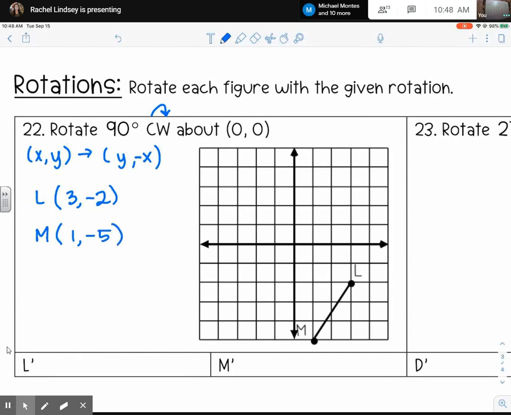So, L is at 3, negative 2. L prime: switch them and change the sign of the original x. So L prime is at negative 2, negative 3. M prime: switch them, change the sign of the original x. So M prime's at negative 5, negative 1. I rotated 90 degrees clockwise.